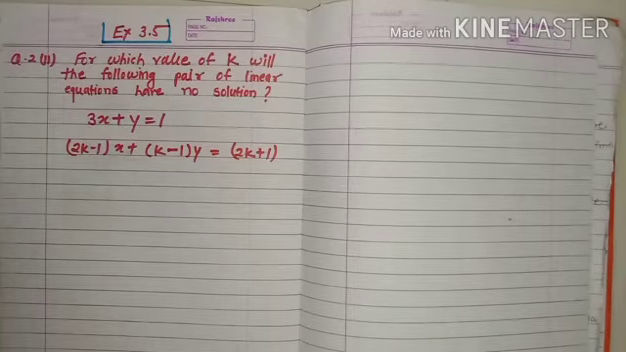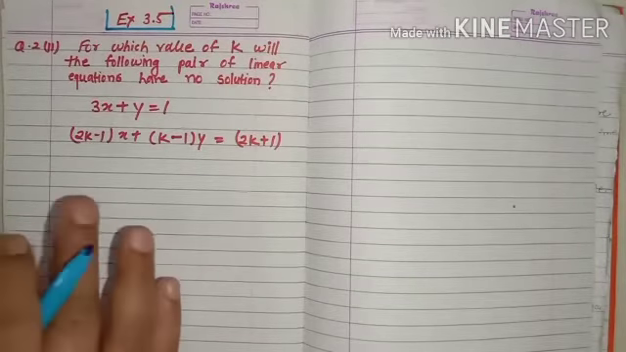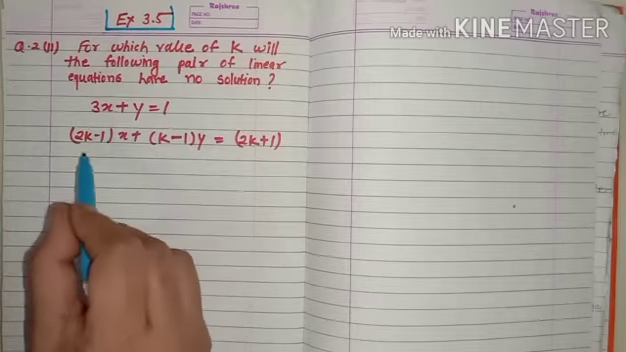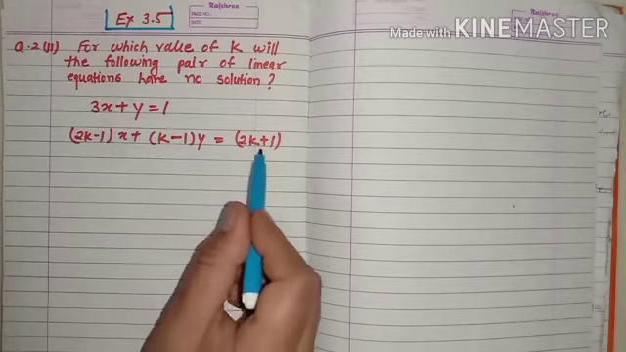The second part of this second question is: for which value of k will the following pair of linear equations have no solution? So student, now we have to apply the condition of no solution, and the equations are 3x + y = 1, (2k - 1)x + (k - 1)y = 2k + 1.